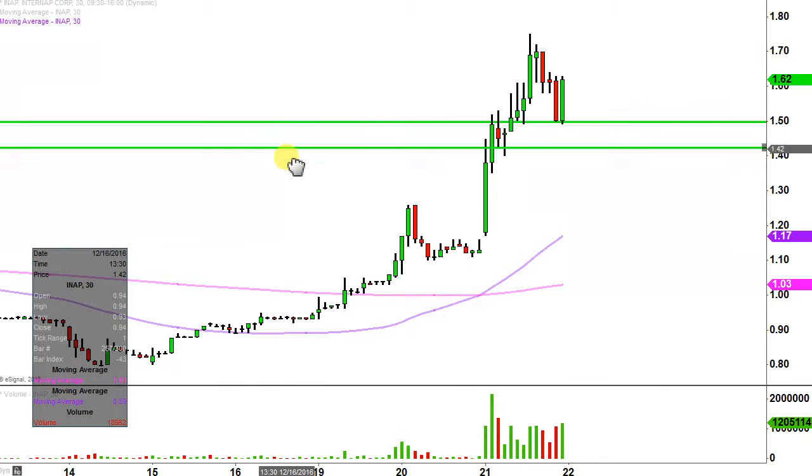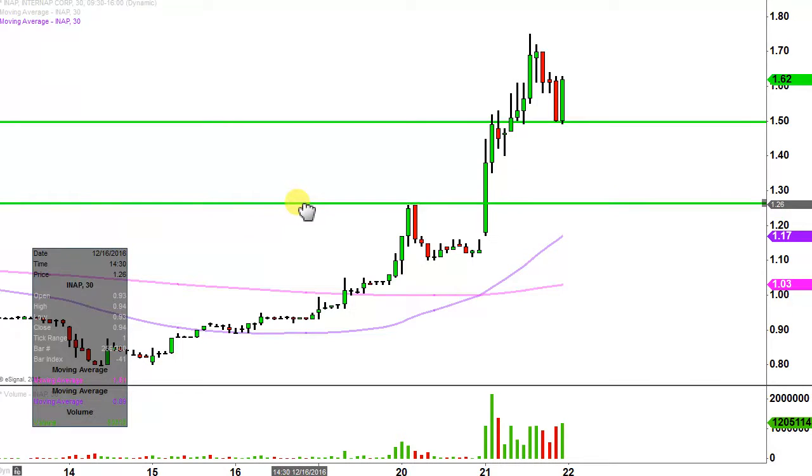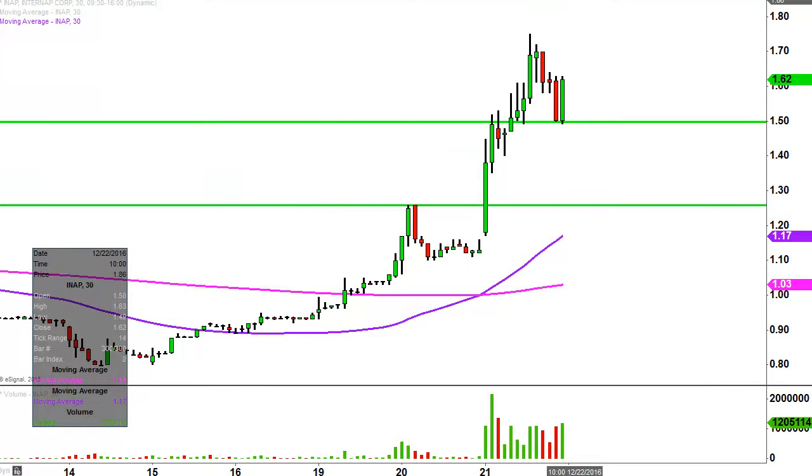Next overall level of support after $1.50 would be the previous breakout point down here, and that's at $1.25. This is just based on a foundational rule in charting, which states when levels of resistance, which you can see right here, are broken, which happened right there, you want to see them act as support. So that would be the next area.